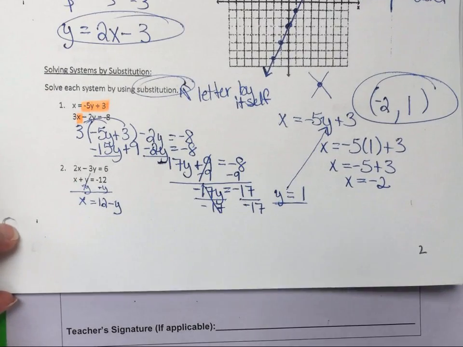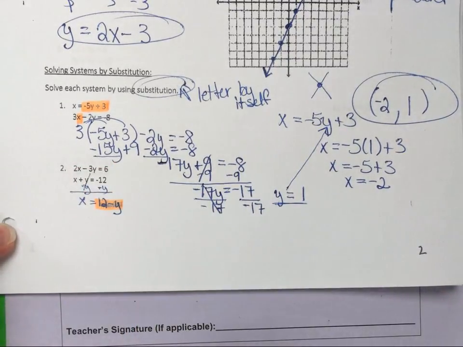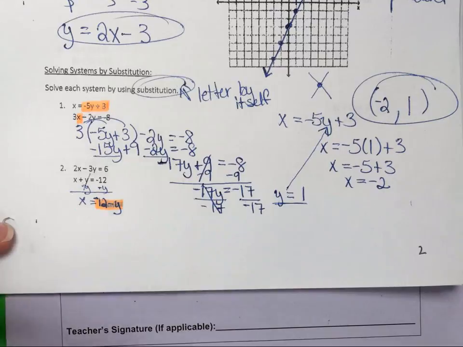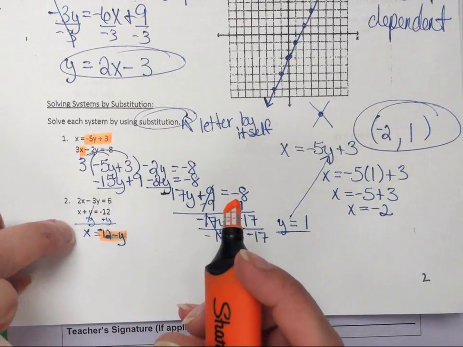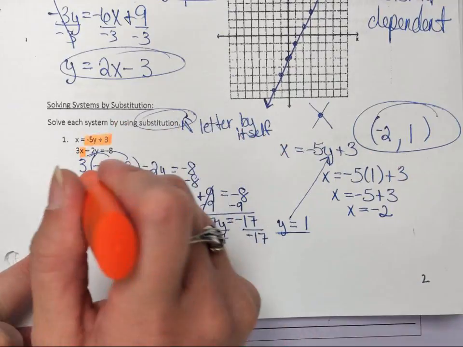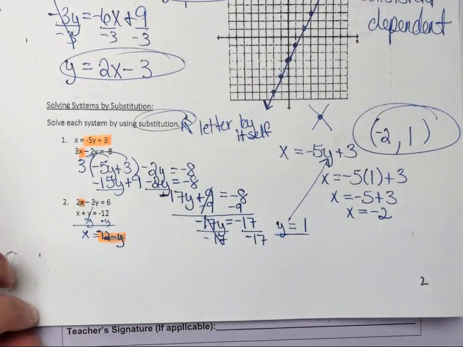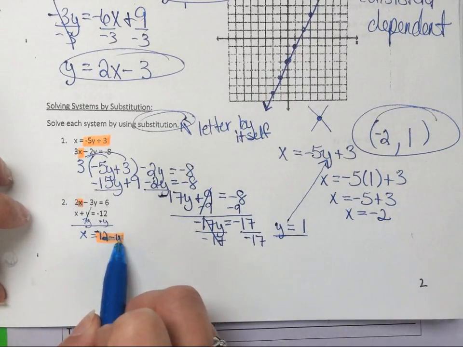So what am I going to highlight? What's the letter by itself? Negative 12 minus y. There you go. Is it negative? Oh, it is, isn't it? I didn't see that. Thank you. Negative 12. Alright, and so then I'm going to highlight it's equal to x, right? So that's why I'm going to highlight this x right there next to that too. Negative 12 minus y.